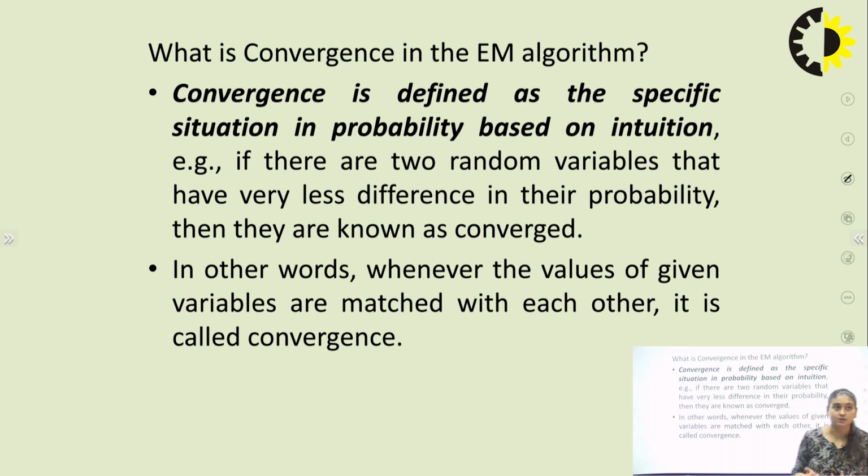Now, what is convergence? Convergence is defined as a specific situation in probability based on intuition. Suppose we have two random variables that have very little difference in their probability. Those two variables are known as converged.